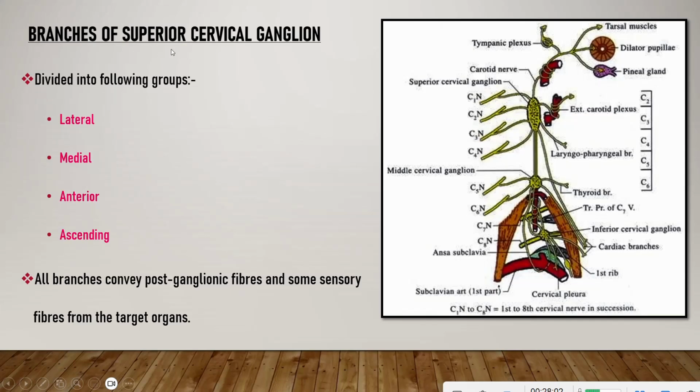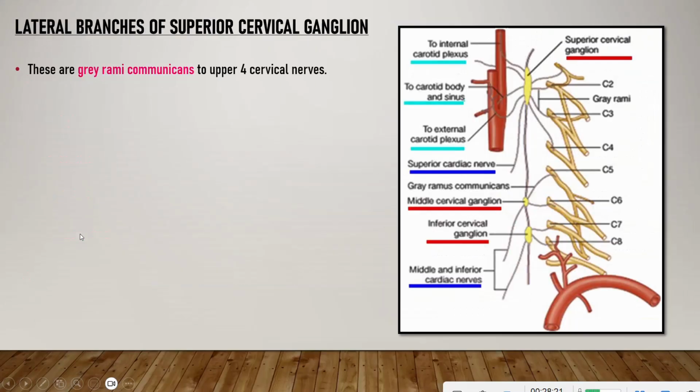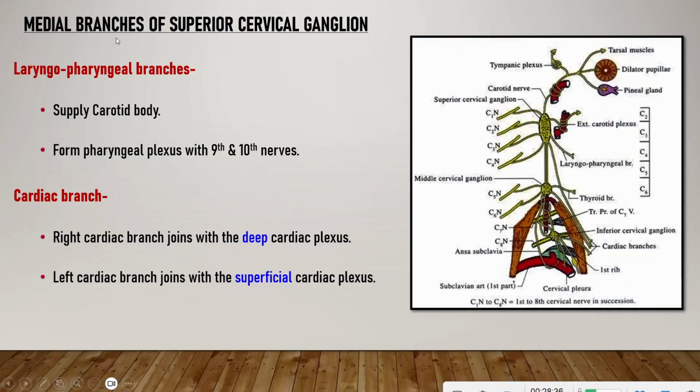Then there are the branches. The branches from the superior cervical ganglion can be divided into lateral branch, medial branch, anterior branch and ascending branch. All these branches convey the postganglionic fibers and some sensory fibers from the target organ. Remember again: lateral branch, medial branch, anterior branch and ascending branch. The lateral branches of the superior cervical ganglion are the gray rami communicantes to the upper four cervical nerves. Then there is the medial branch. Medial branch means they are going medially.